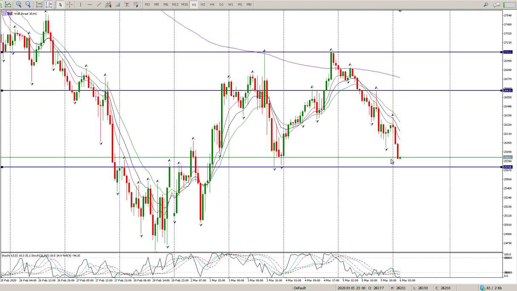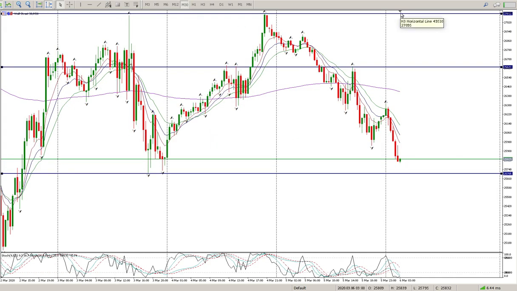So I don't see this thing falling through pretty much the zone we're in now, 25,700 at the moment. More than likely we'll see some sort of a bounce, but at the moment, moving averages all pointing down. We are below the moving averages, trend is down. So that's the way that we're going to trade this thing.